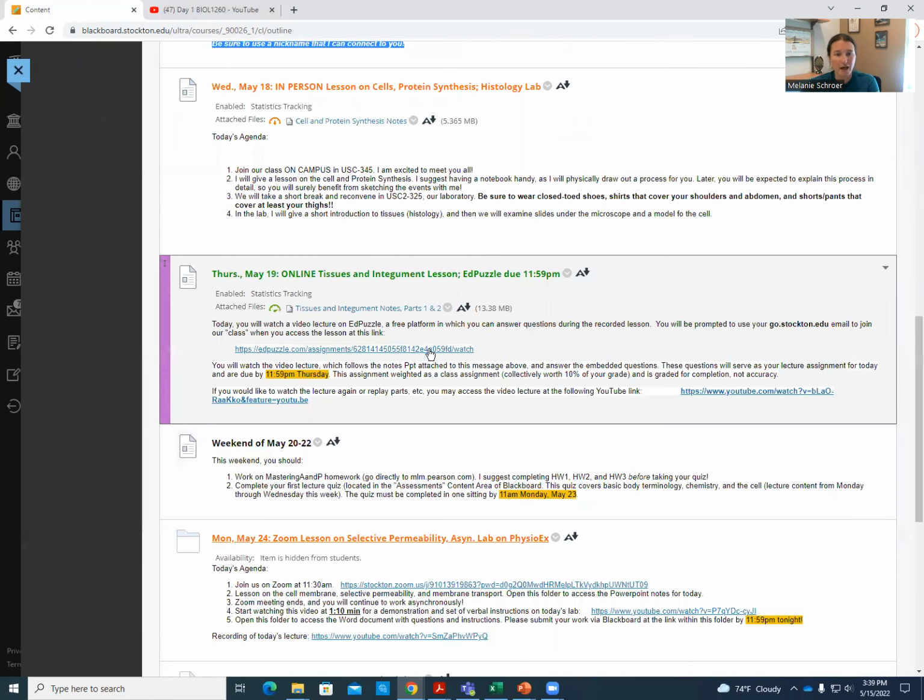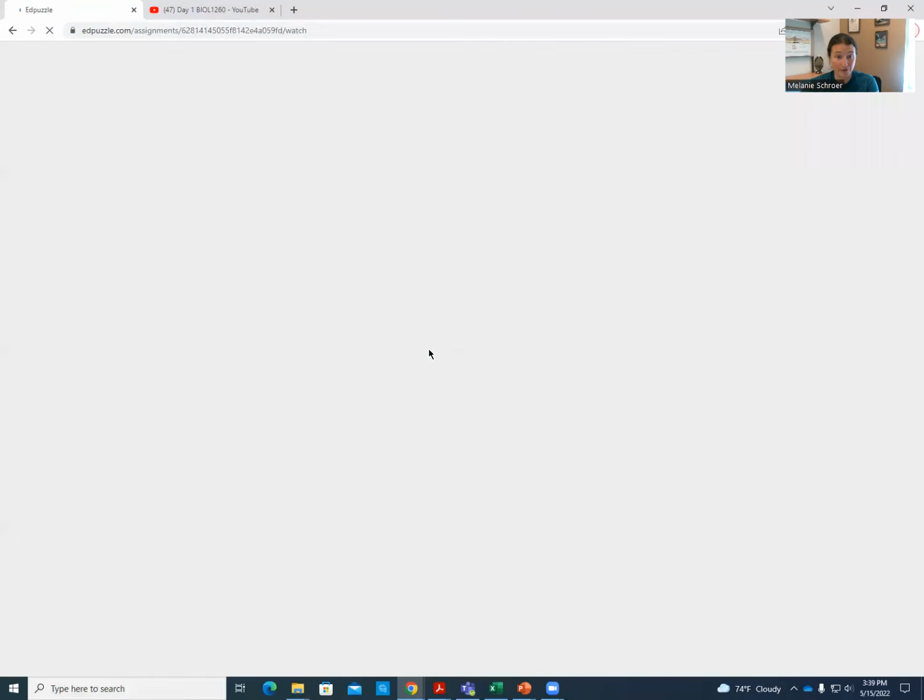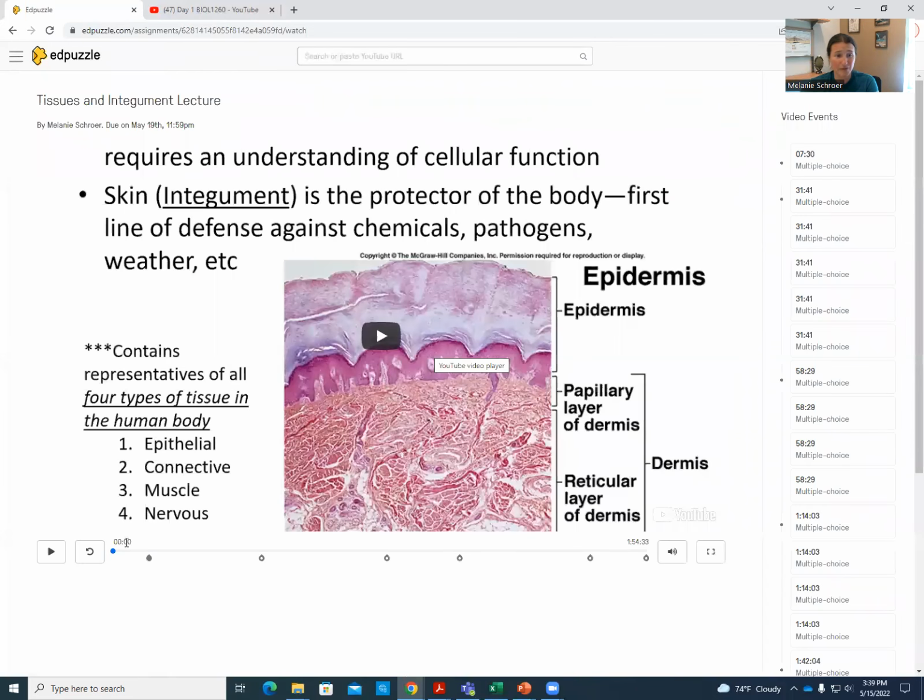Finally, Thursday, you are going to watch your lesson through Edpuzzle. So this is what Edpuzzle looks like. You're going to play the lesson at each one of these things here. You are going to answer some questions. Generally, this is going to ask you to sign up for a free account. You use your Stockton or go.stockton.edu email address, and then I can give you credit for the assignment.